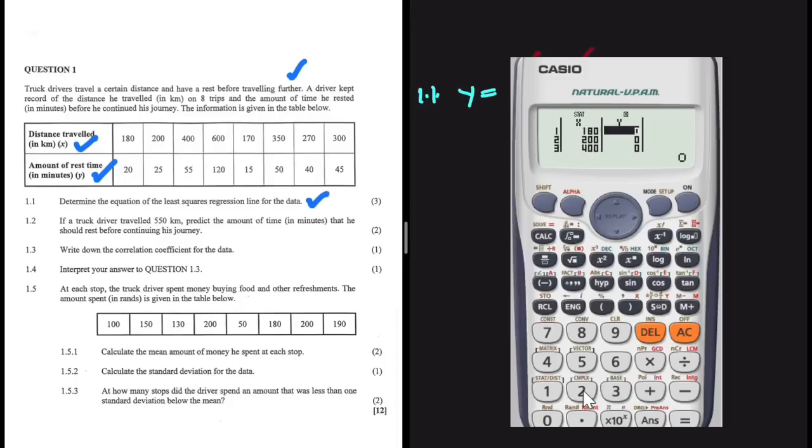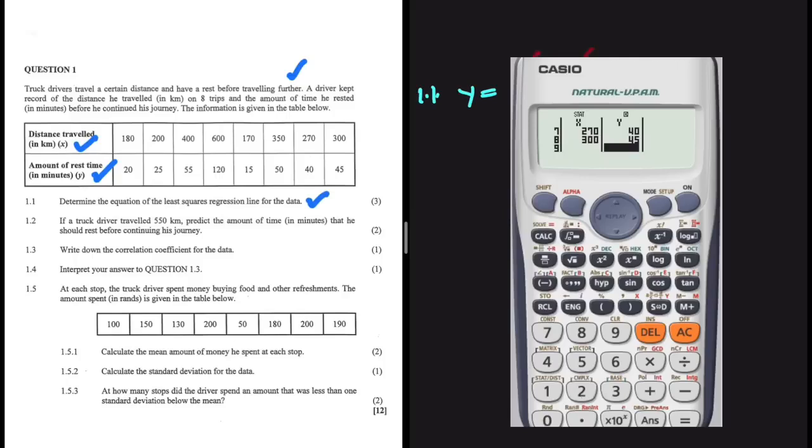So 180 goes with 20, 200 goes with 25, 400 with 55, 600 with 120, a big jump between 400 and 600, and then 170 goes with 15, 350 with 50, 270 with 40, and lastly 300 with 45. You have to verify that you've entered the correct data, because if you make a mistake when you enter your data, all your answers are going to be incorrect.